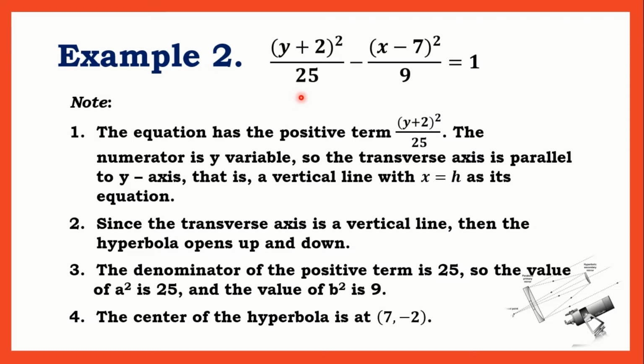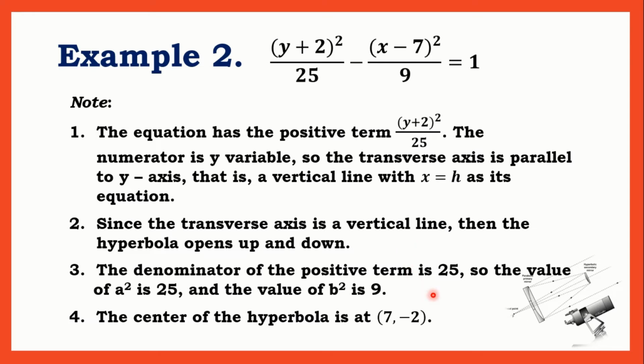Take note that the equation has the positive term, the square of the quantity y plus 2 over 25. The numerator is the y variable, so the transverse axis is parallel to the y-axis. That is a vertical line with x equals h as its equation. Since the transverse axis is a vertical line, then the hyperbola opens up and down.